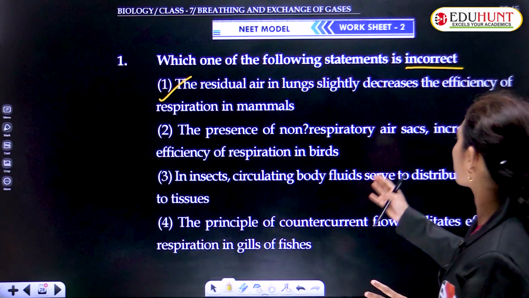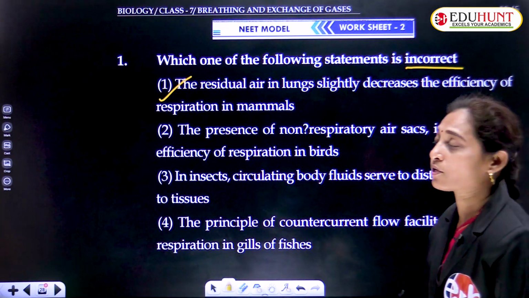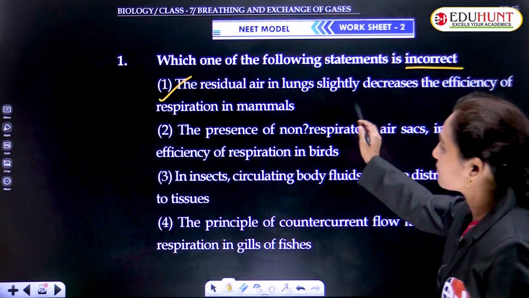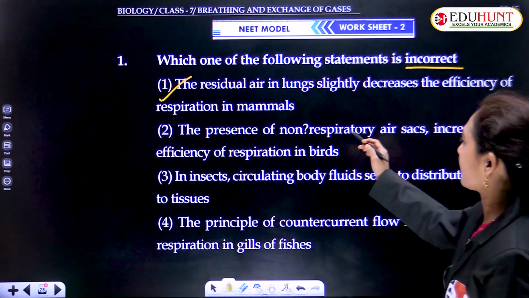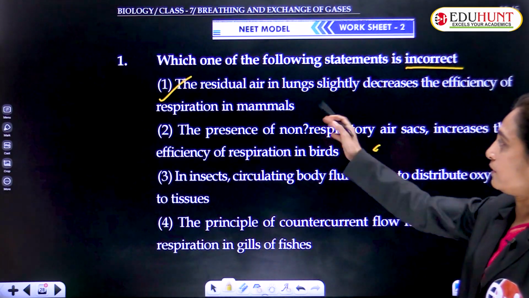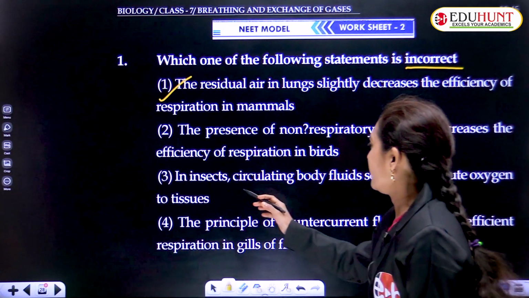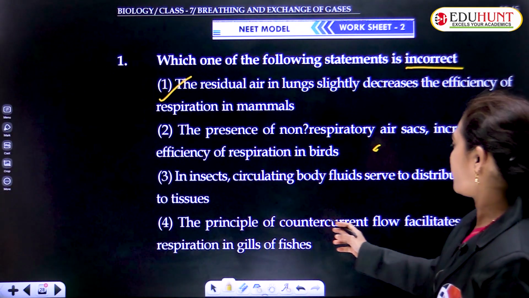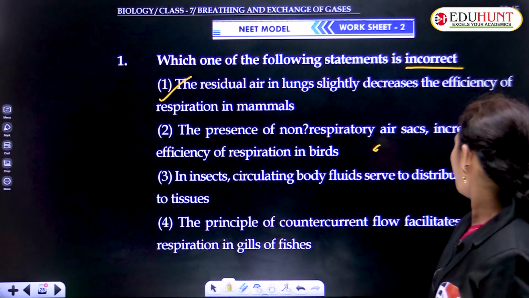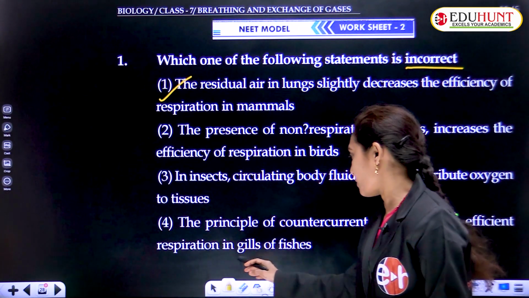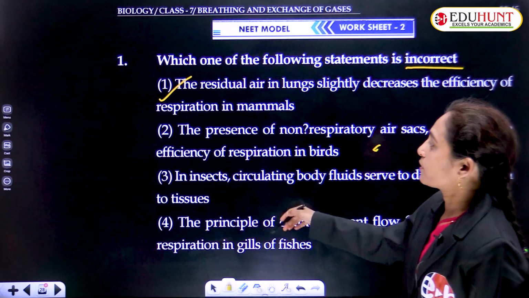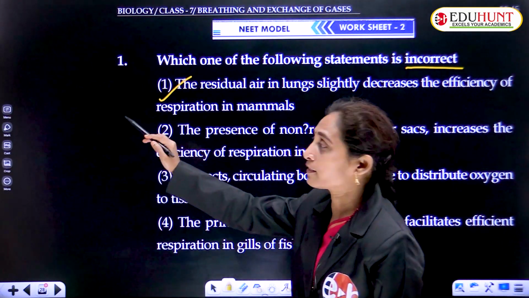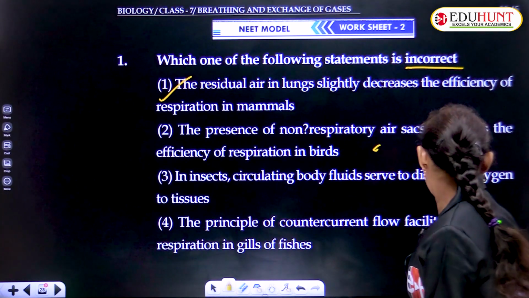The presence of non-respiratory air sacs increases the efficiency of respiration in birds. The statement is correct, so it is not the answer here. In insects, circulating body fluids serve to distribute oxygen to tissues. The principle of concurrent flow facilitates efficient respiration in gills of fishes. So these are the correct options only. The incorrect statement here is the first statement.